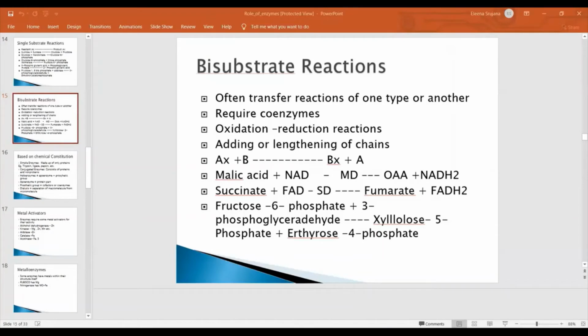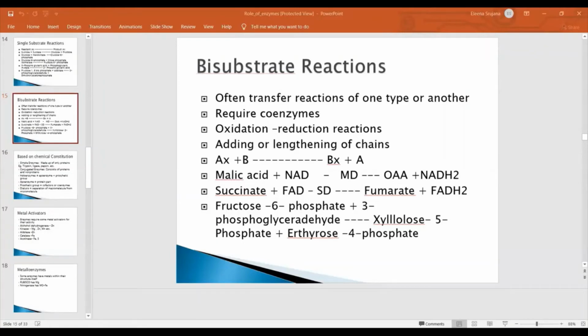Then another classification is based on the chemical constitution, where you have simple enzymes and conjugated enzymes. Simple enzymes are those which are basically only proteins. They don't have any other additions to them, like trypsin, pepsin, or urease. They are just simple enzymes.